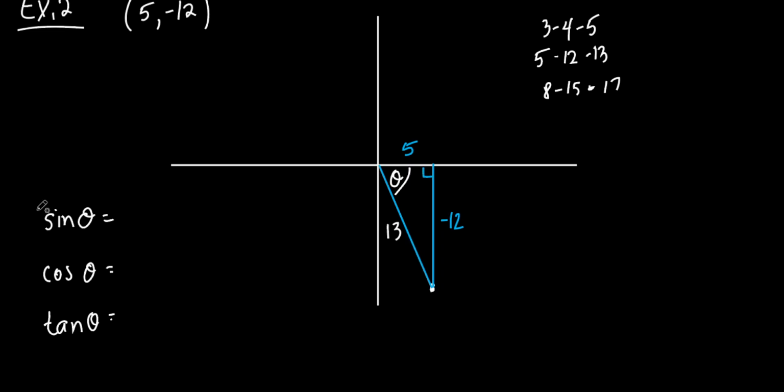So let's find the sine of the angle. The sine is what over what? Opposite over hypotenuse. So it's negative 12 over 13. Is it just negative because of the form of the point? It's negative because it's in the 4th quadrant, and the y in the 4th quadrant is always negative.